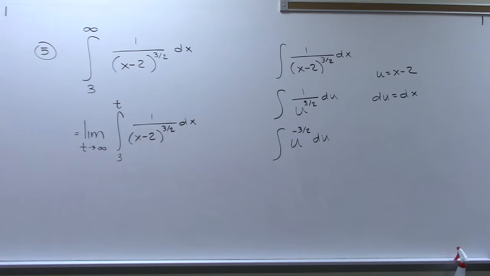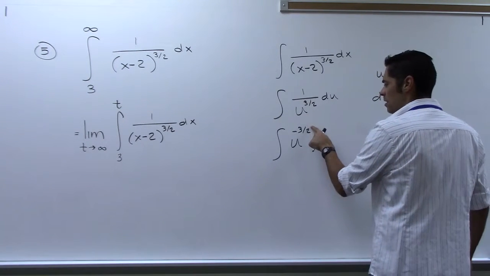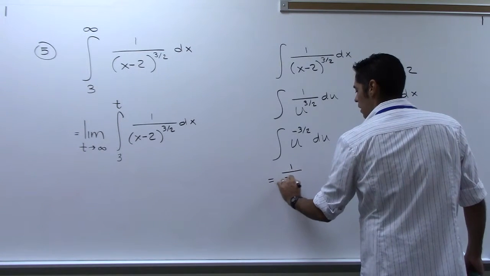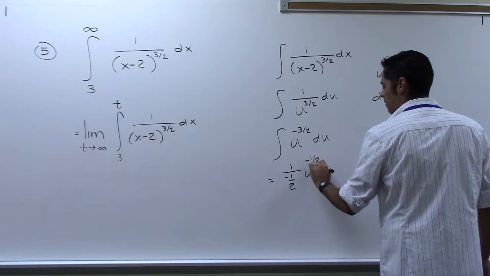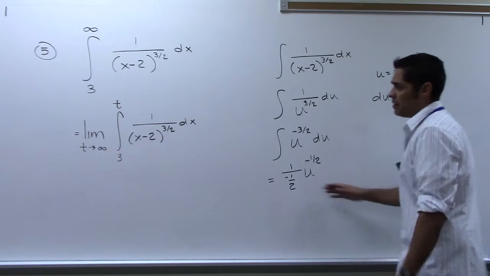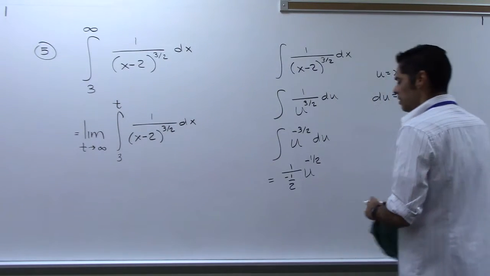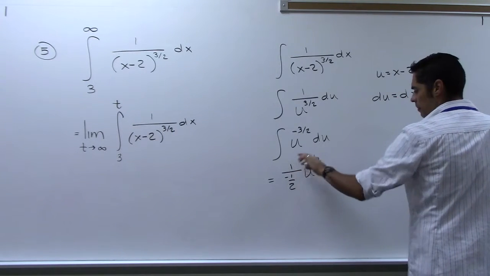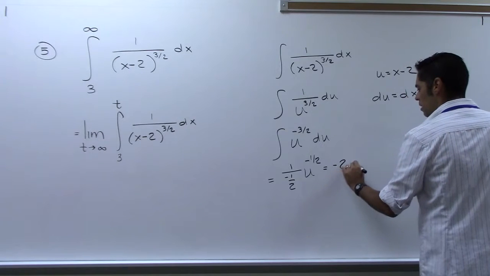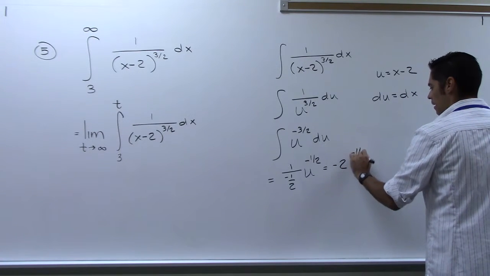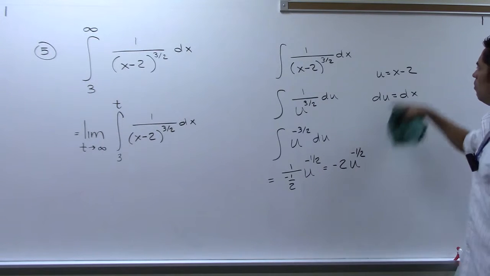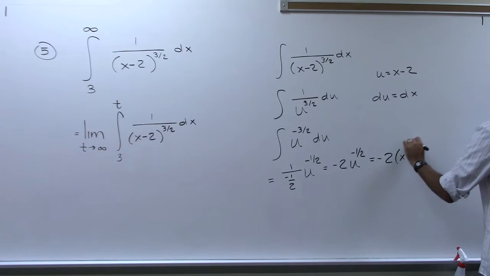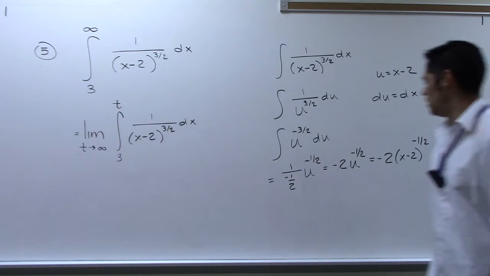All right, now we're going to actually just use the power rule. So I'm going to add 1 to this. If you add 1 to that, you get negative 1/2. So this will be equal to 1 over negative 1/2 u to the negative 1/2 plus a constant. But whenever we're doing definite integrals, we don't need to consider the constant of integration because it's always going to cancel out. I'll probably show you that in class. So this is going to be equal to, well, we flip and reciprocate there. So it's negative 2 u to the negative 1/2. And then u was x minus 2. So negative 2 times x minus 2 to the negative 1/2. All right, that's my antiderivative.